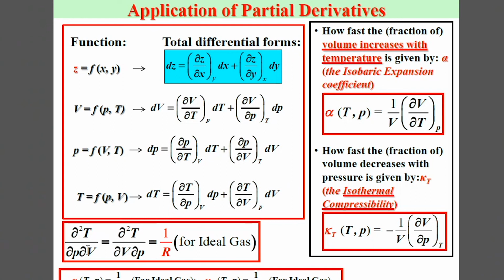Similarly, show for an ideal gas that the double differential of temperature with respect to volume and pressure, the change in d2T divided by dV dP, is equal to 1 by R. Please show this. And we are going to introduce two terms. The response function: one is the volume increase with temperature, the expansion coefficient, which is given by the change in volume with respect to temperature at constant pressure.